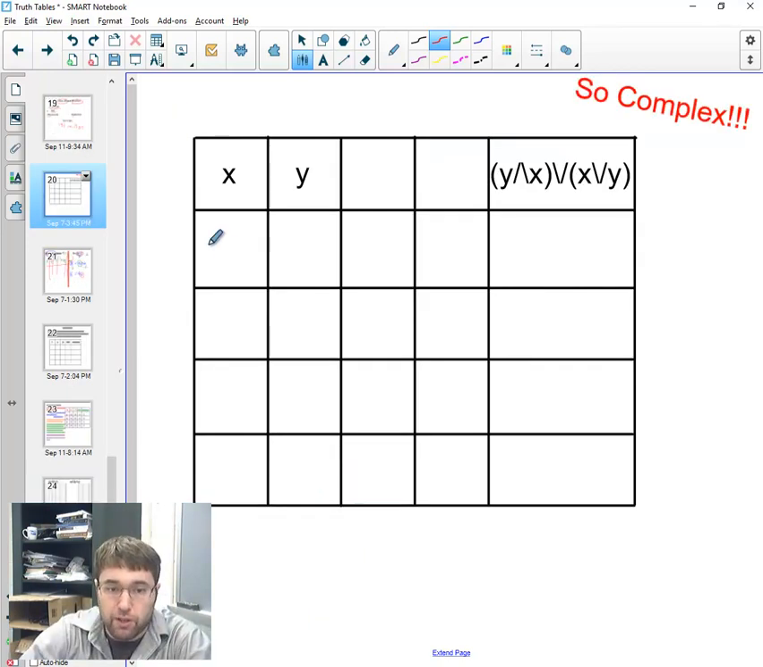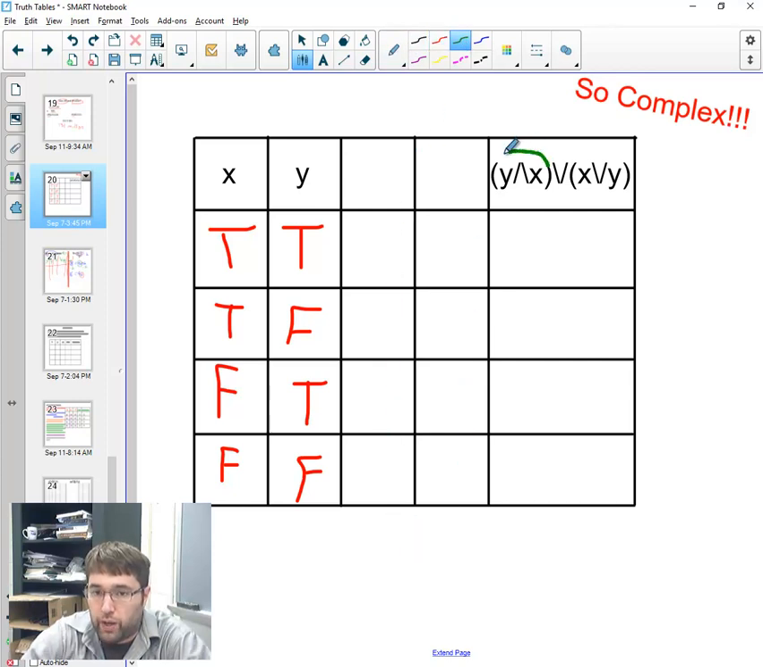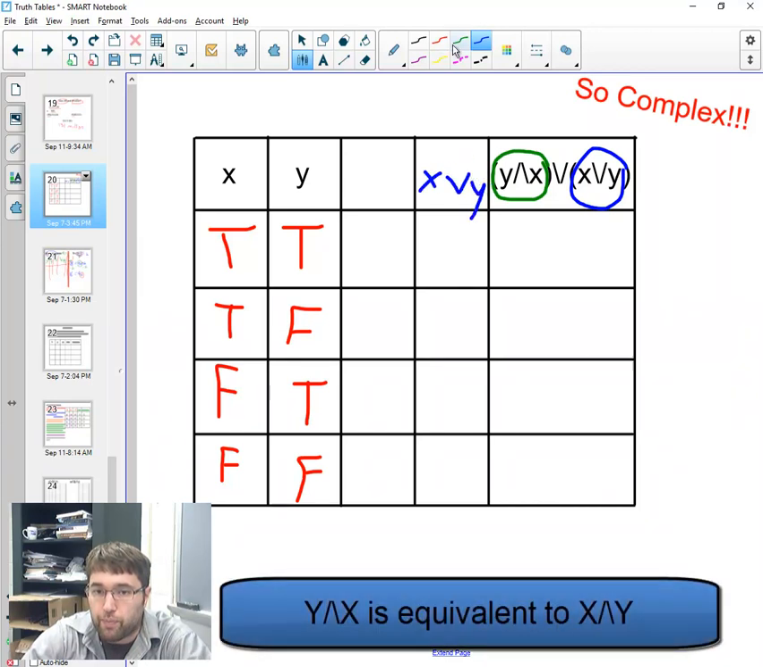Done. First thing you want to do is true, true, false, false. Next thing you want to do is true, false, true, false. Here comes the tricky part. What goes here? We need to break this up into two problems. We have one problem, two problems. So we write this over here, x or y, and y and x. And now we solve for these individually.